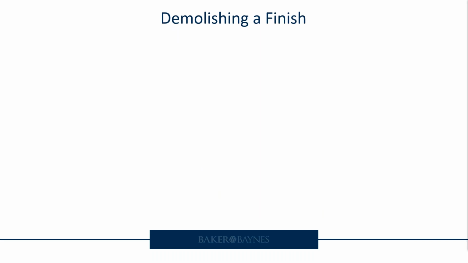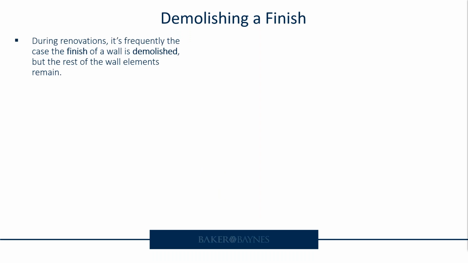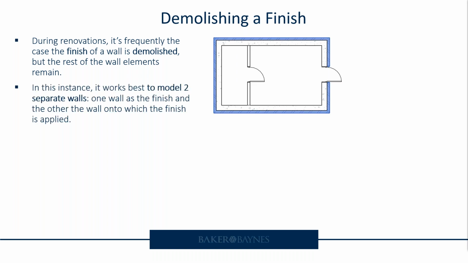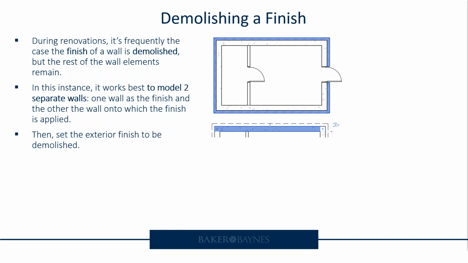Then demolishing a finish. So sometimes when working on renovation projects, you frequently need to only remove or demolish the finish of a wall and keep the rest of the wall elements, something like this. Now, if you need to do this, actually the best way of doing it is to model two separate walls, and then your one wall is the finish, which you can see on the screen is the blue, it's the outside, and then the other wall is the wall onto which the finish is applied. You will then go and set your exterior wall to be demolished, something like that.